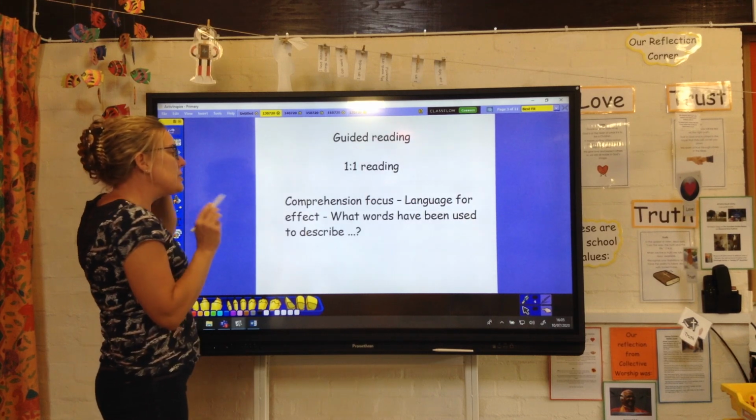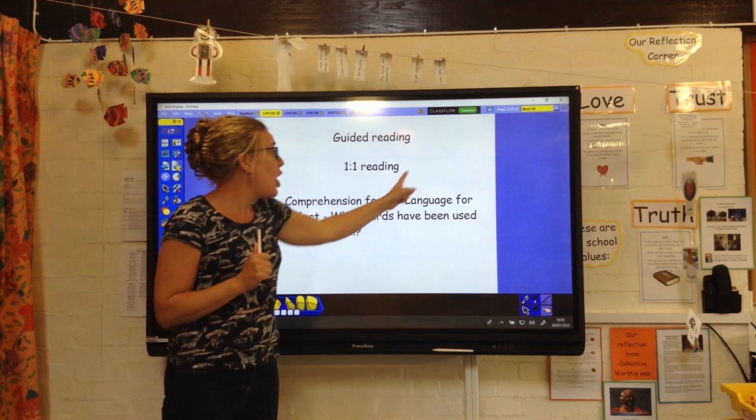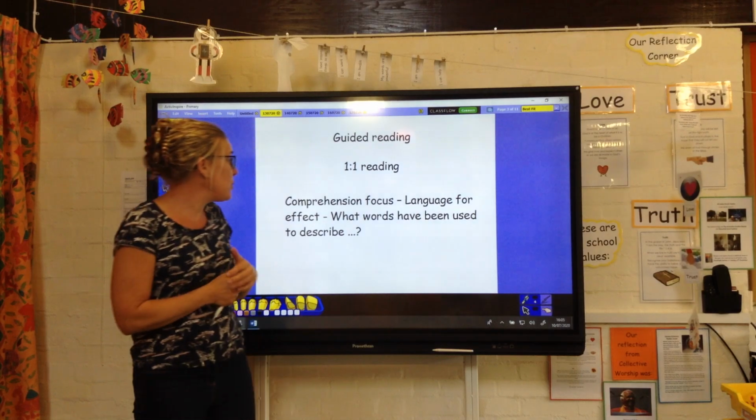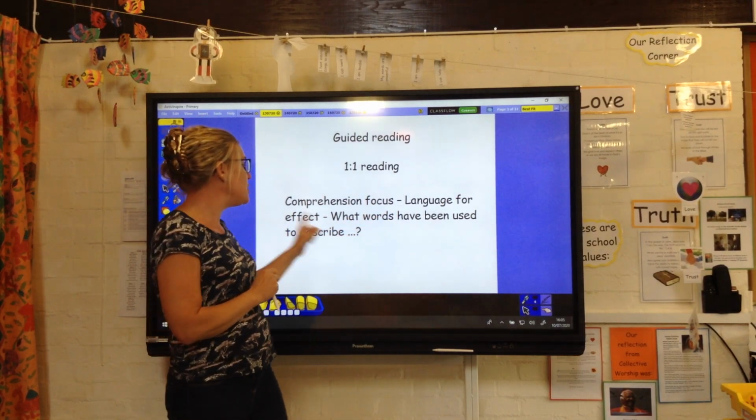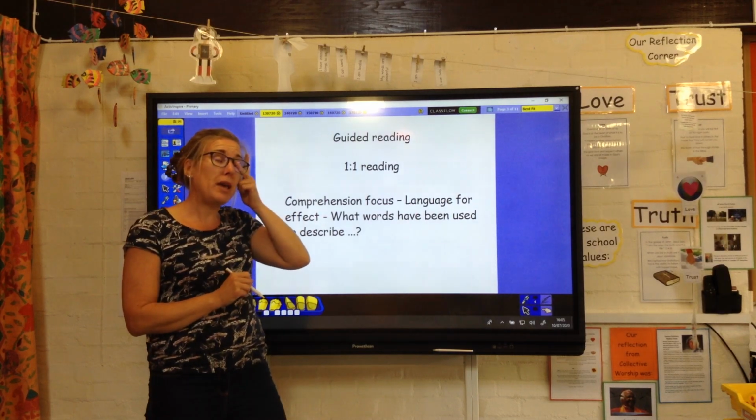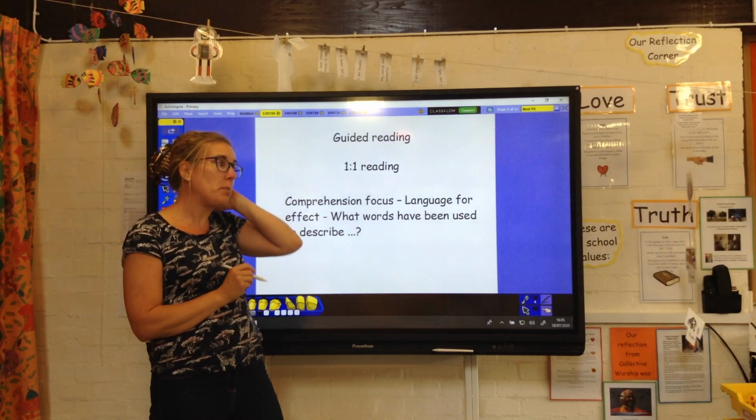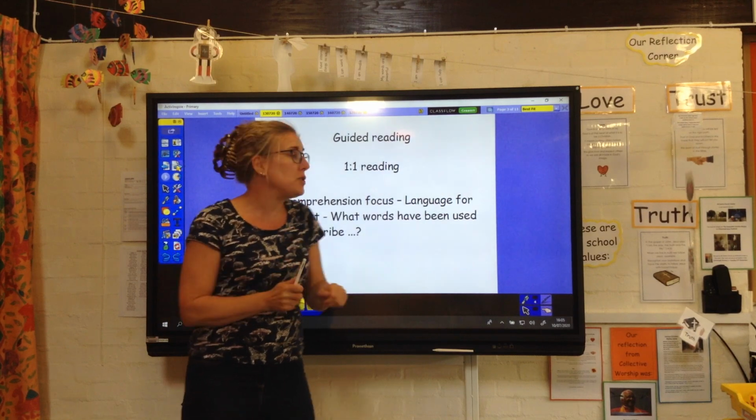Guided reading, so do some one-to-one reading this week. Our focus is language for effect. So I'd like you to think today, what words have been used to describe? So pick either a character or a setting from a book, something that words have been used to describe.